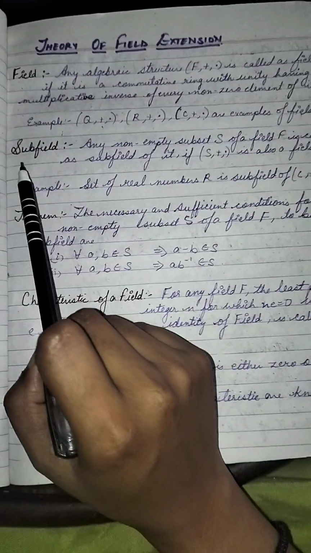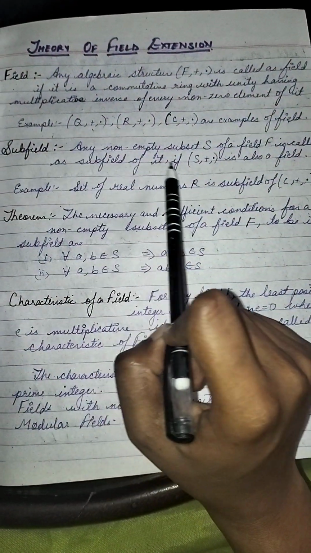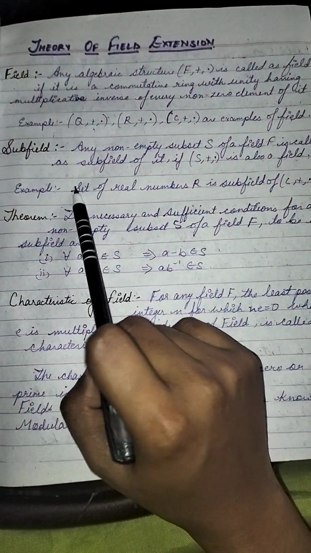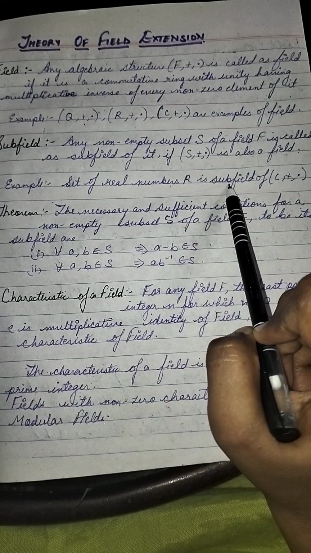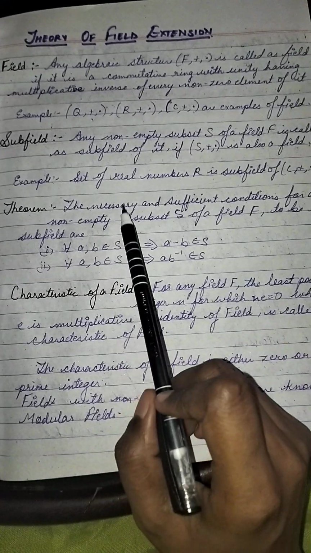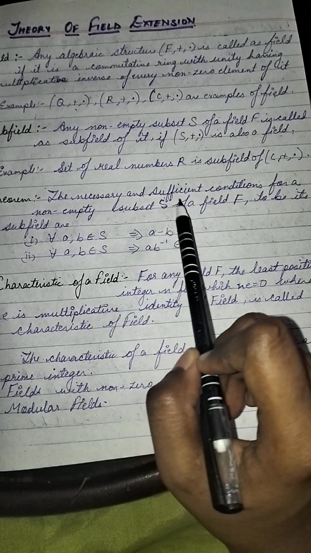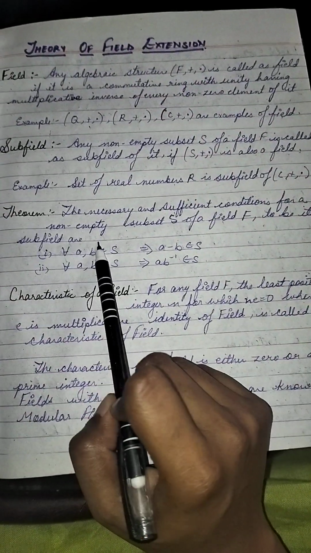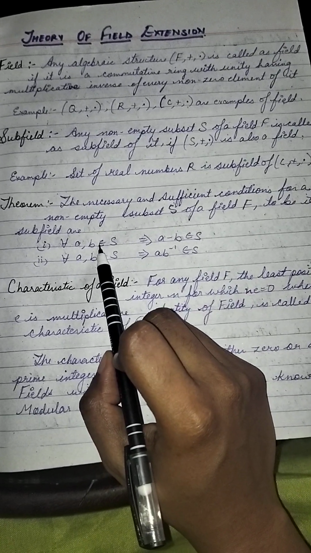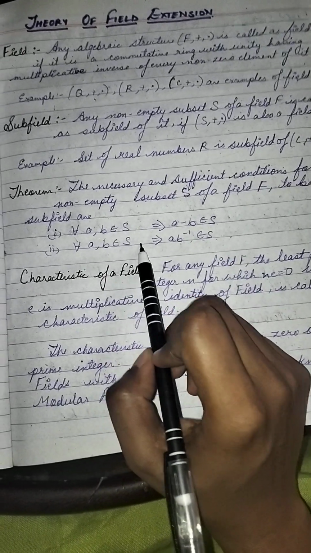Now what is a subfield? Any non-empty subset S of a field F is called a subfield of it if S with the two operators is also a field. Example: the set of real numbers R is a subfield of the set of complex numbers. Theorem related to it: the necessary and sufficient conditions for a non-empty subset S of field F to be its subfield are: a minus b belongs to S for all a, b belongs to S, and second condition is a b inverse belongs to S for all a, b belongs to S.